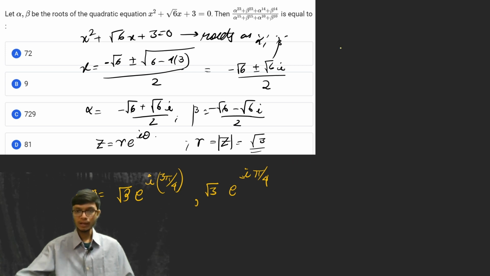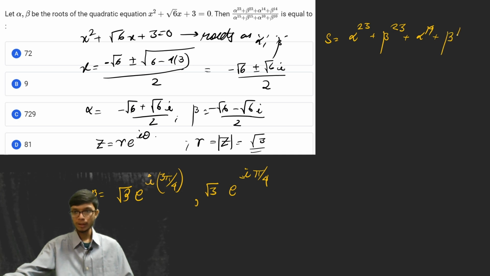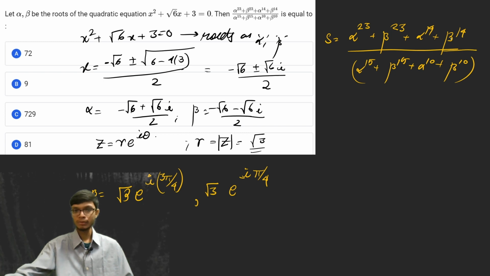Now we have to look for the value of the expression the problem is asking: alpha raised to the power 23 plus beta raised to the power 23 plus alpha raised to the power 14 plus beta raised to the power 14, whole divided by alpha raised to the power 15 plus beta raised to the power 15 plus alpha raised to the power 10 plus beta raised to the power 10. Again, a very similar problem to the first and second problems we did.